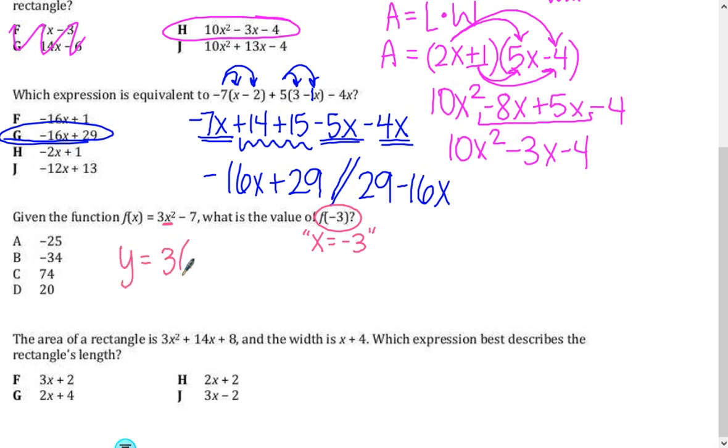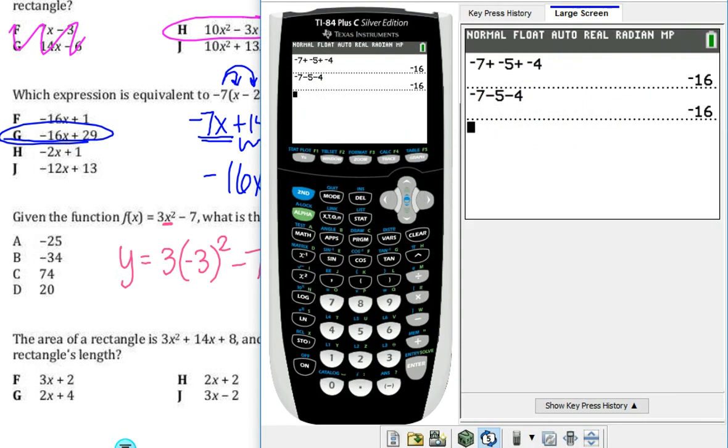So I can say 3 parentheses negative 3 squared minus 7. Remember, anytime you're inputting something into your equation, you need to use parentheses, and I'm going to show you why. Alright, let's say I didn't use parentheses. I was just being lazy. Oh, negative 34. Oh, B. That's my answer choice. Wrong.